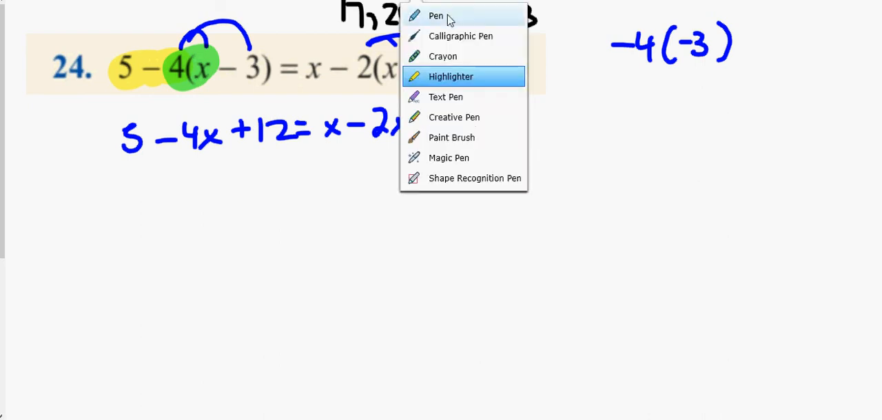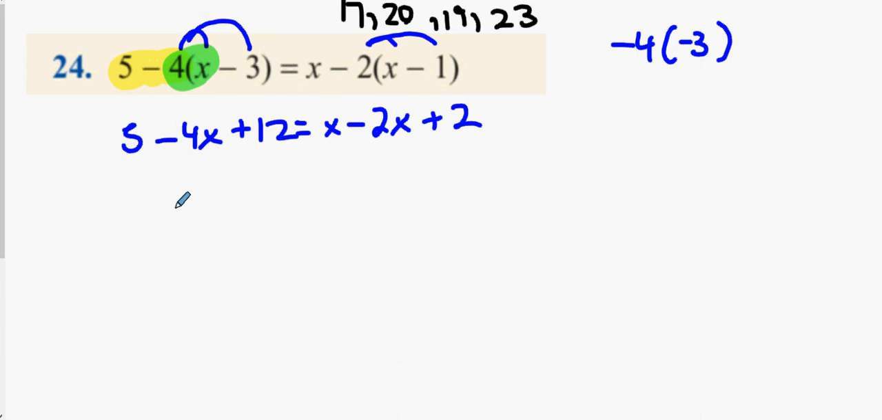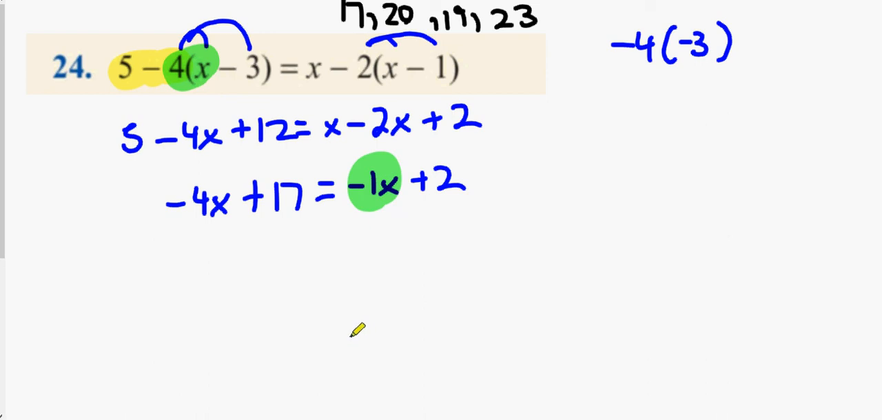So, 5 plus 12, that's 17. 17, yeah. And then equals that. 1x take away 2x? Minus 1x. Yeah. Which two numbers are you going to move, Connor? The 1x is it? All the x's go to the left, everything else goes to the right. So you're right, the two of them move, don't they?